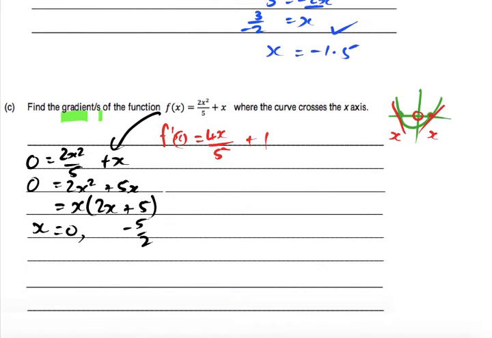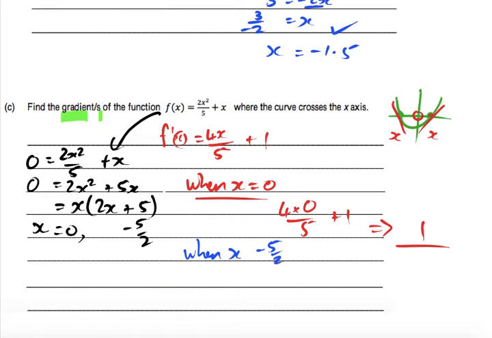So when x equals 0, we have got 4 times 0 over 5 plus 1. So the gradient is 1. So when x equals 0, gradient is 1. And then we're going to do when x equals negative 5 over 2. So we put that into there. So we go 4 times negative 5 over 2, over 5, plus 1. And then find that when you multiply it out equals negative 1. So there are two gradients. This one has a gradient of 1. The other one has a gradient of negative 1. And we're done. That will give you merit.